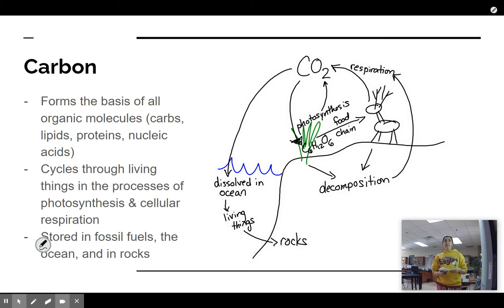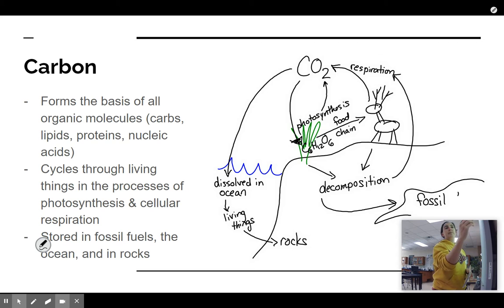The other thing that can happen is when living things die, if they die under just the correct circumstances, some of their remains can become part of these things that we call fossil fuels. And that can be things like coal and oil and natural gas. And carbon can be stored in fossil fuels also for a long, long time, for hundreds, thousands, millions of years.